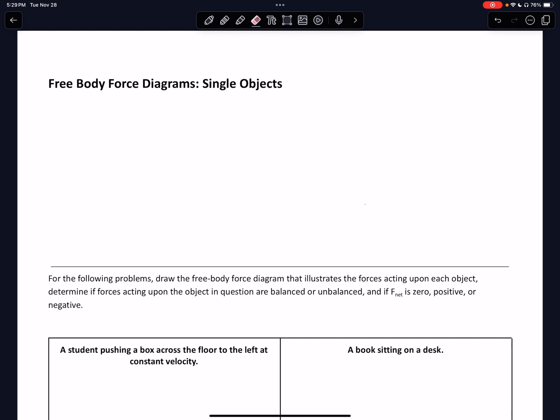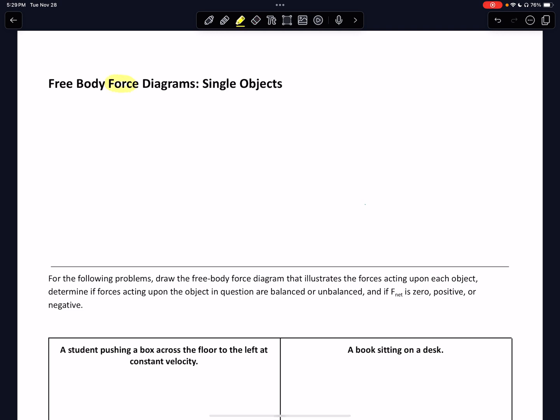This is the first screencast in the series that will focus on forces and motion. This particular chat is going to deal with free body force diagrams of single objects. There'll be a later screencast that will look at free body force diagrams when you have a system of objects. All right, so let's get started.